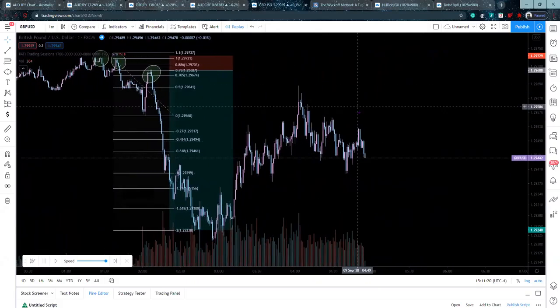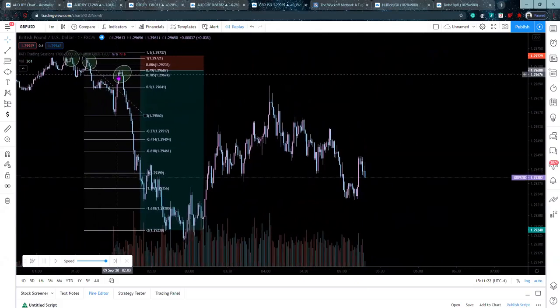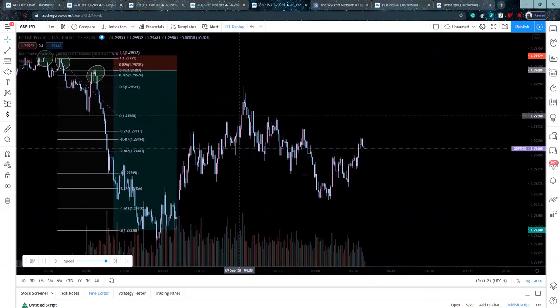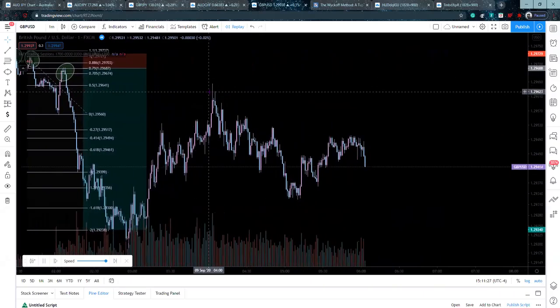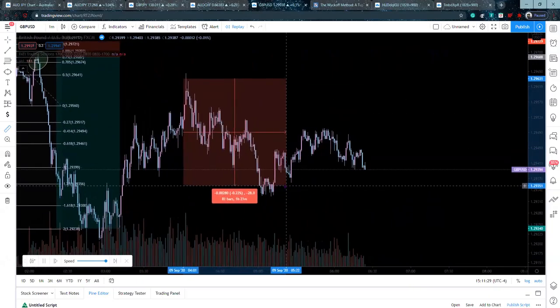You could have held it because it retested this extreme. Could have held it. You would have been another 30, 40 pips in profit.